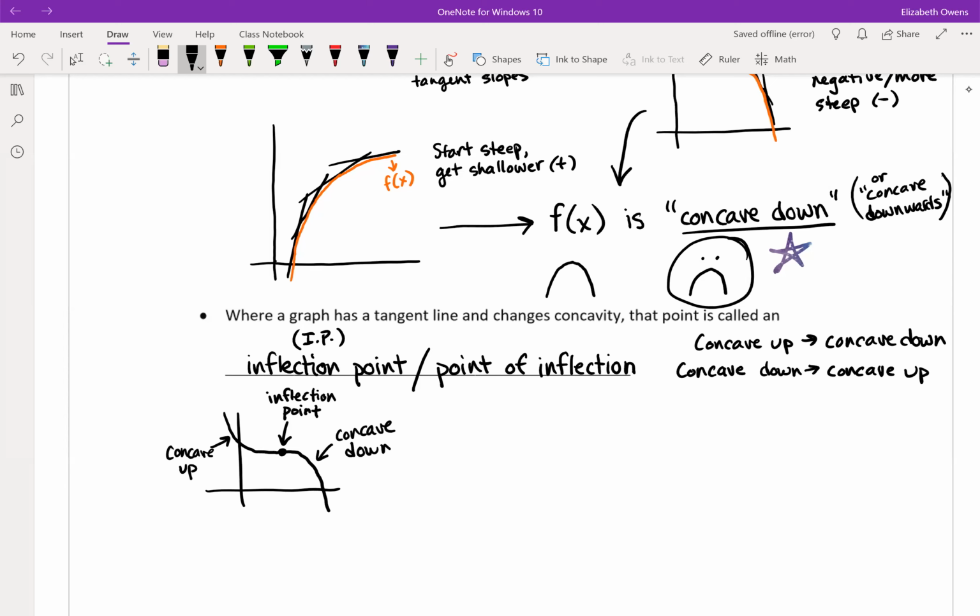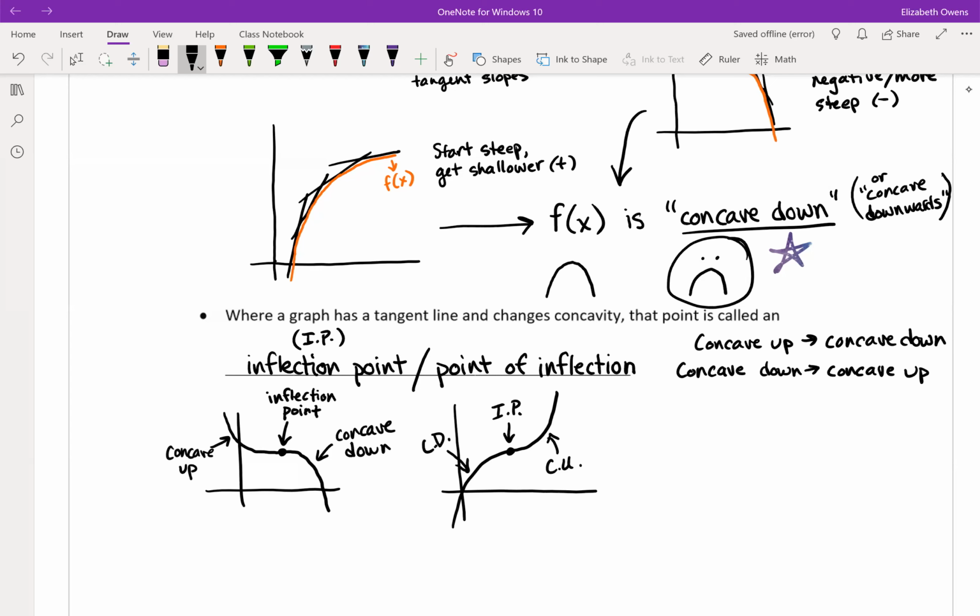Okay, now you could have the other type of scenario here. Let's switch things around. Let's say your function had started out concave down. Concave down. I often abbreviate this as CD for concave down. And then we're going to switch to being concave up, CU. So that point right in the middle where it switches, that is an inflection point. All right.